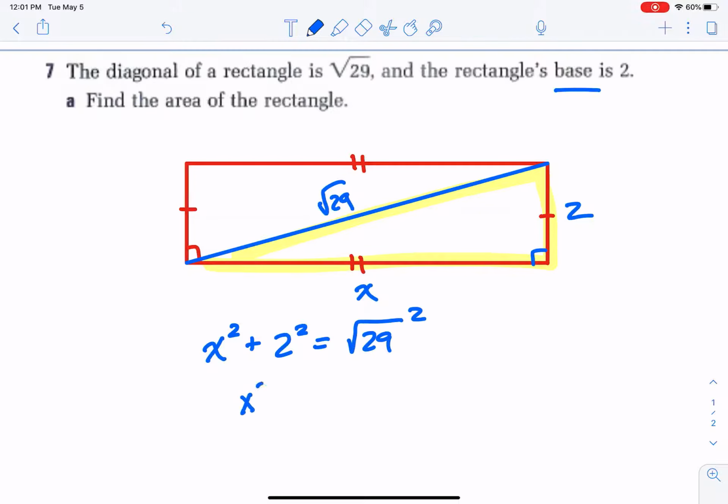This means that x squared plus 4 equals, what does that equal? The square root of 29 squared, of course, is 29. The square root of any number squared is the number itself. This means that x squared equals 25, and x is the square root of 25, plus or minus. But we're dealing with geometry here, so we don't need to worry about that. And so that equals 5.